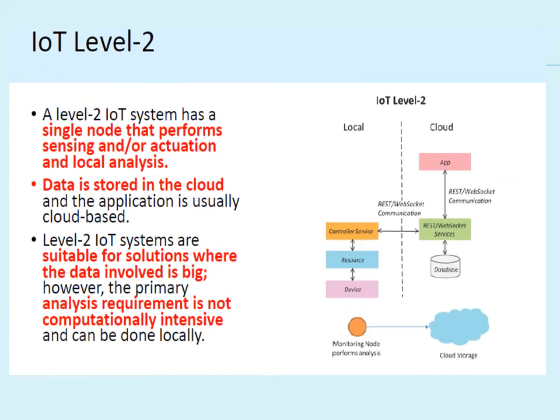the IoT level 2. In IoT level 2, the IoT system has a single node that performs the sensing or actuating and the local analysis.